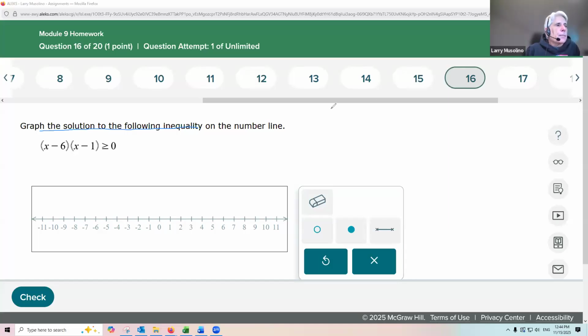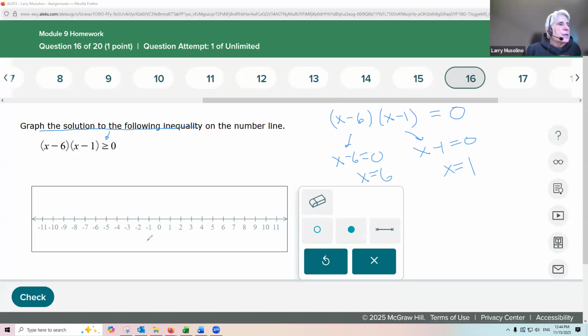Well, here's what I'm going to do. I'm going to first start out by letting this equation equal 0. Now, I know it says greater than or equal to 0, but I'm going to start out with equal to 0. Well, I could set each parenthesis separately equal to 0 then. That gets me x equals 6, x equals 1.